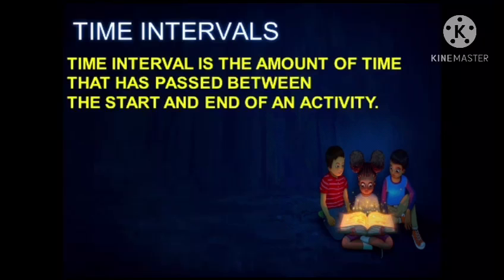So when an activity is happening, there will be some time to take it, right? To buy a pen, you're going to a shop, buying and coming back, so that is the activity of buying the pen. So the activity's timing is time interval. From the starting to the ending of the activity, the time difference is called time interval.